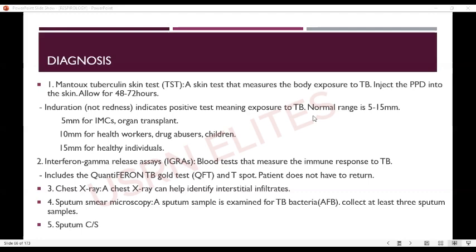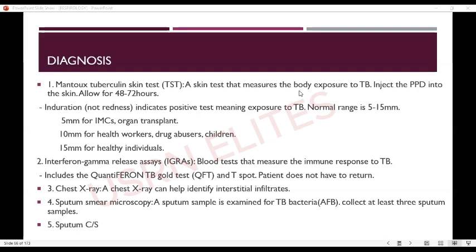Good. So two, you can do the interferon gamma release assays. This one is a blood test that measures, take note, the immune response to the TB. The tuberculosis skin test measures what? The body's exposure to the TB. The interferon gamma release assays measure the immune response to the TB. Tests that fall under the interferon gamma release assays are the QuantiFERON-TB Gold test and the T-SPOT. They are all blood tests done to check your immune response to the TB. Now, sometimes they will pick this over the skin Mantoux test.